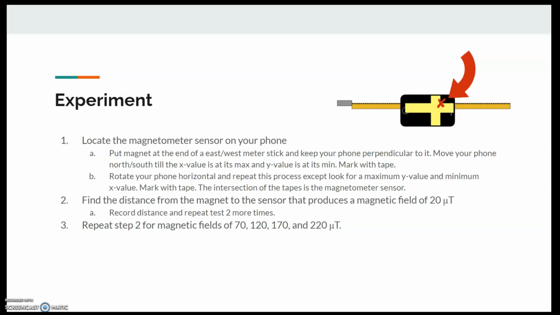And then using this sensor, we find the distance from the magnet to the sensor that produces a magnetic field of 20 μ-teslas. And then we record that distance and repeat the test 2 more times. We repeat this step for magnetic fields of 70, 120, 170, and 220.